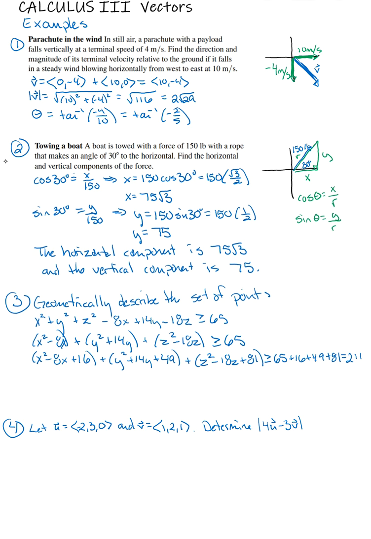Now we actually factor each one of these groups. If we factor x squared minus 8x plus 16, that gives us x minus 4 quantity squared. Factor y squared plus 14y plus 49, we get y plus 7 squared. And factor z squared minus 18z plus 81 gives us z minus 9 squared. And that's all greater than or equal to 211. Which, by the way, I see where this is going already. We've got all these squares. This is starting to look like the equation of a sphere.